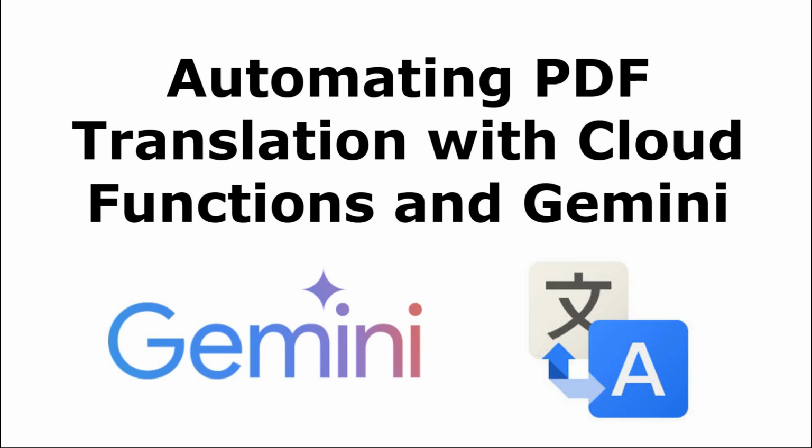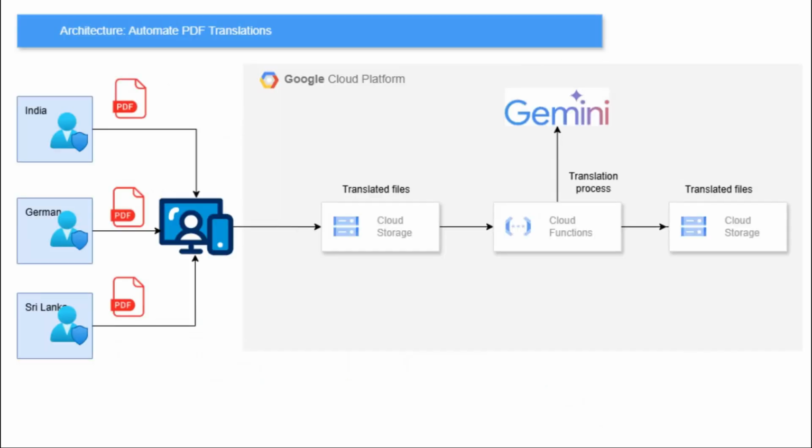So let's say I have one requirement. Let's take an example. I have a French client, and there are multiple files coming to my client location across the world. There are some files coming from India, some from Germany, and some from Sri Lanka and multiple countries. I just give some examples.